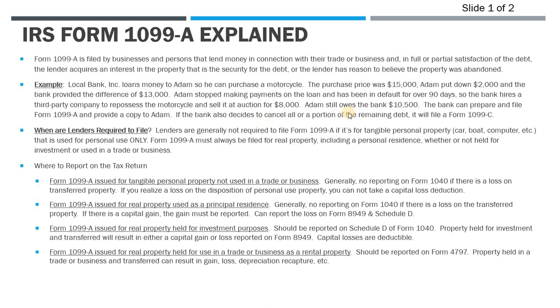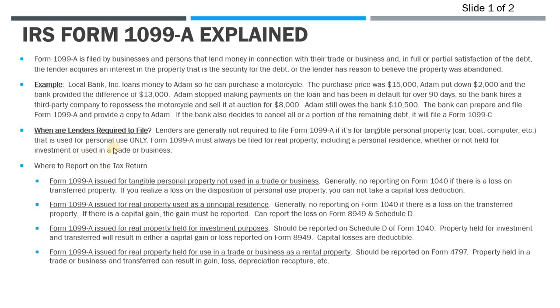Now because Adam owes more than the bank was able to get for the motorcycle, the bank can certainly still chase him for the amounts owed. Or if they decide to forgive all or a portion of the debt, then they would file a 1099-C to report the amount of canceled debt, right?